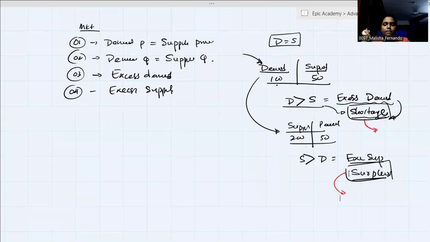When there is a surplus, the price of a commodity can be reduced. If there is any kind of shortage, then the value of the commodity can be increased. Again, equilibrium prices can be increased because of the shortage. So we have to identify those things. Okay, right.